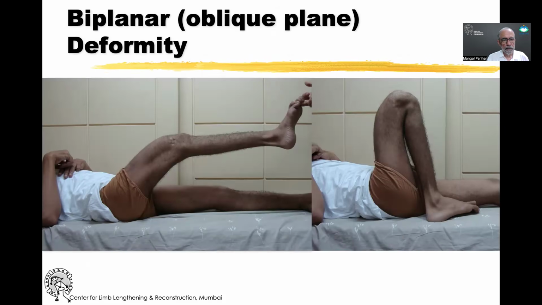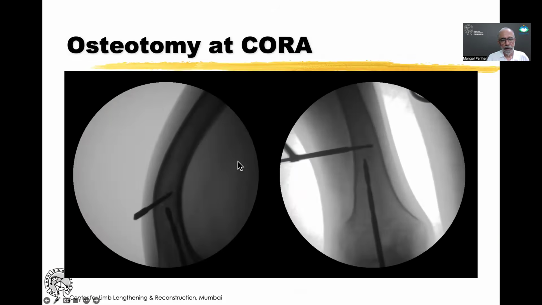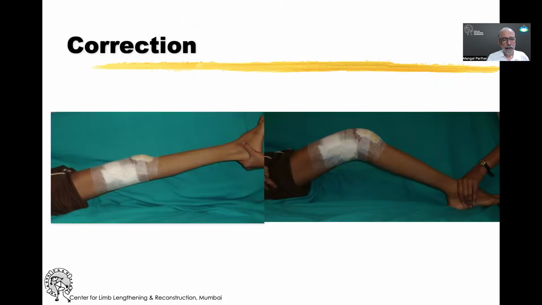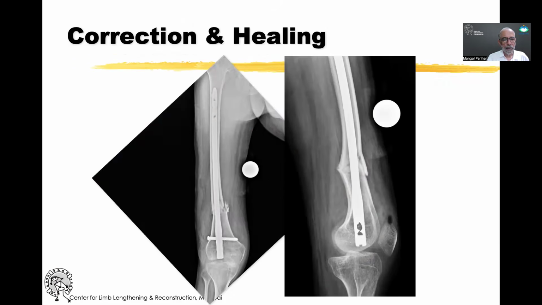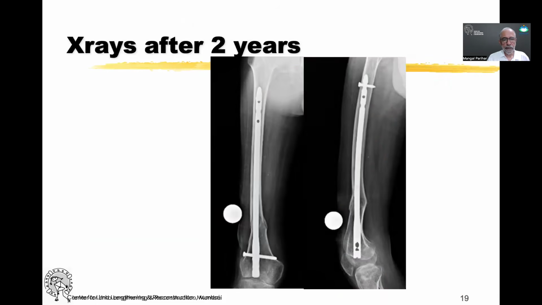Here's another one who has a biplanar, or what we call actually an oblique plane deformity. That is, he has an apparent flexion in the distal thigh, and he also has a valgus deformity. The CORA is pointed out by the orange arrow. So if you do the osteotomy at this level and put in a nail after appropriate reaming, you can get a correction in both the lateral as well as the AP. Right? So this is still osteotomy rule number 1, where the CORA and osteotomy are at the same level. That's his X-ray after 2 years.